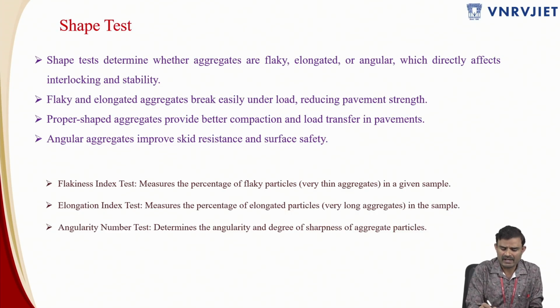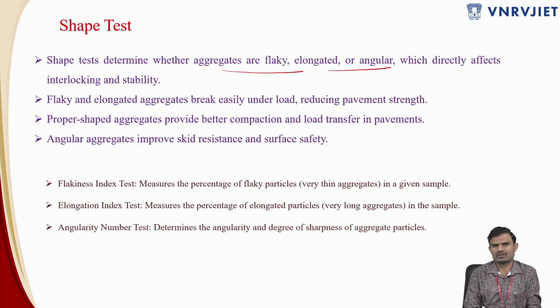The shape test determines whether the aggregate particles are flaky, elongated or angular. So how they appear, whether they are leaf-like structures, which are called flaky particles, or whether they are long elongated particles, which have a longest dimension. At the same time, whether the aggregate particles are angular or spherical. They are going to give some information regarding the shape of the aggregate. This information is going to help us in assessing the strength of that aggregate.